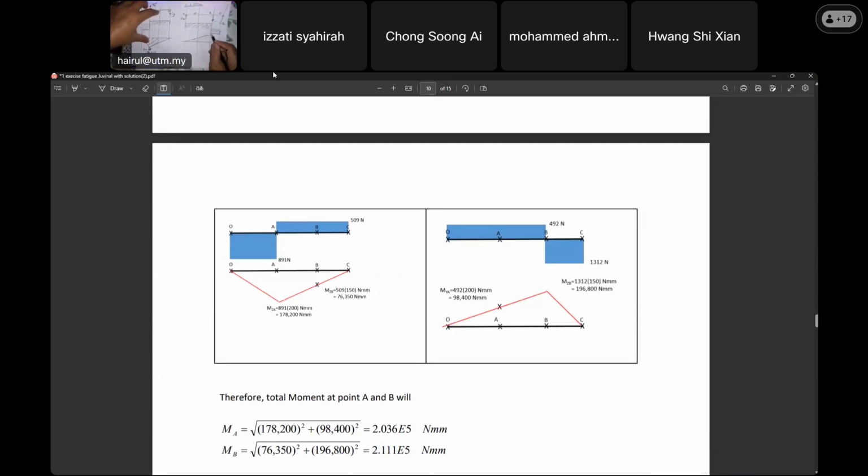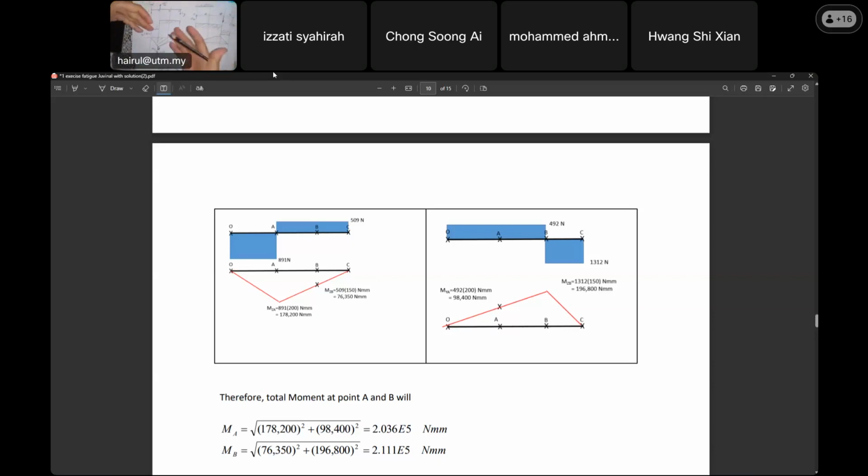So this is the moment at B. Here B is critical, but in the XY plane, A is critical. So it means you have to check both. In this example, they don't have a shoulder, like I mentioned to you just now, with fatigue stress concentration, because in this case we just have a plain diameter. It is just an introductory example for you.